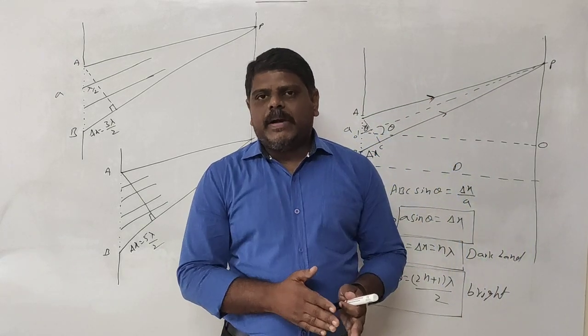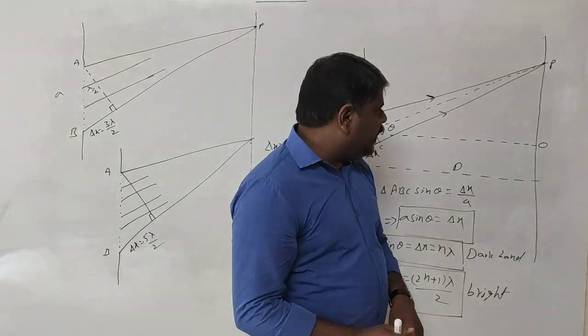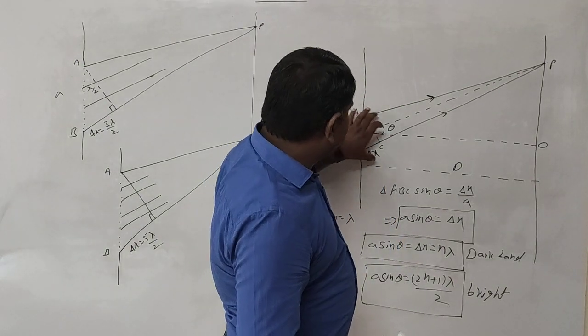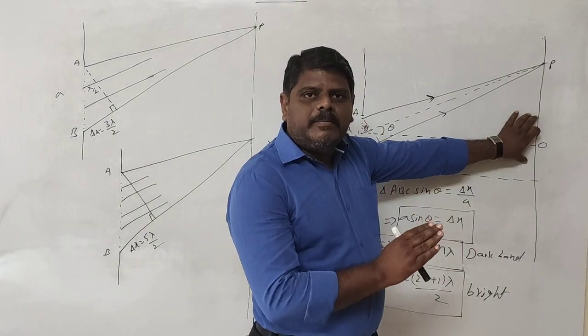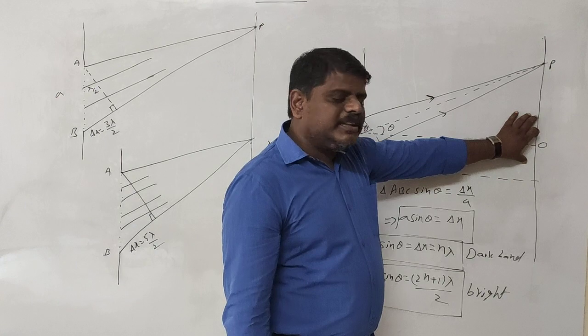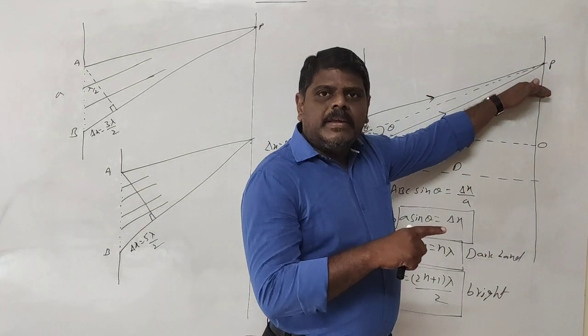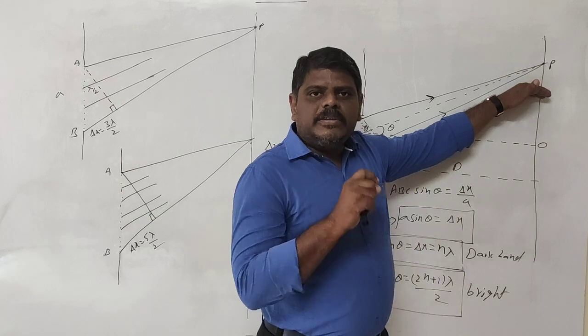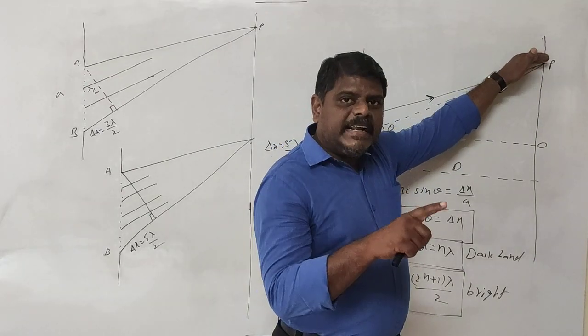Okay, why the dark bands and why the bright bands? It is a very important one. Listen very carefully. First, what happened? Exactly opposite to the slit, you are going to have the central maximum. The intensity will be maximum. After that, immediately you are going to get the first minimum. In the first minimum, the dark band is going to be produced, and next immediately the first secondary maximum.